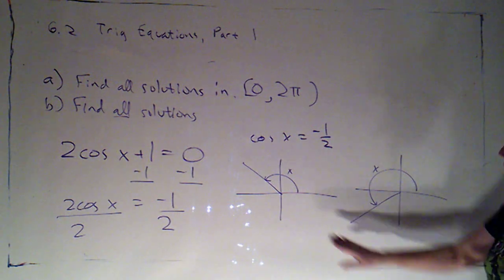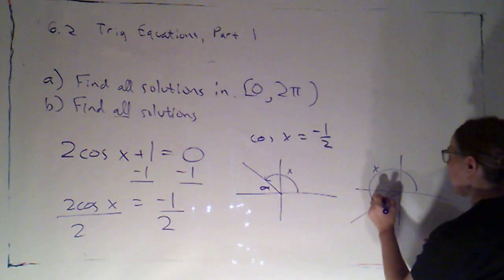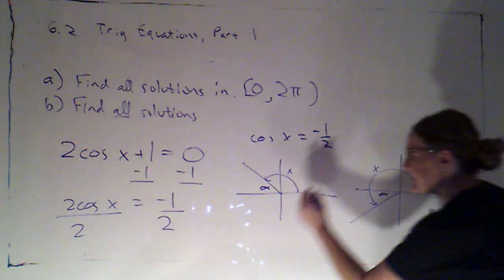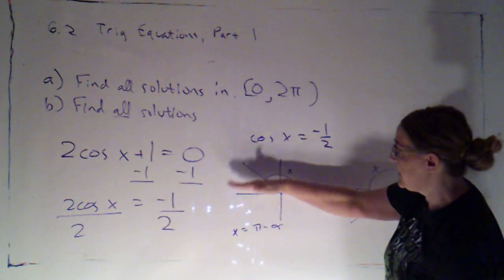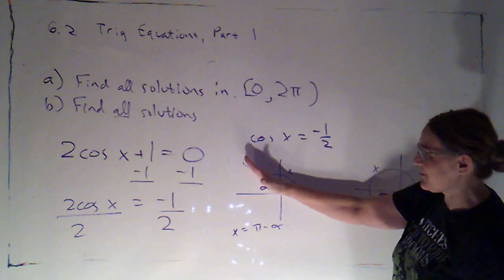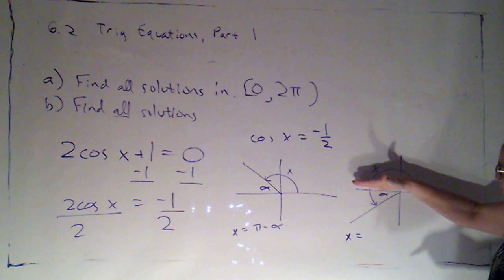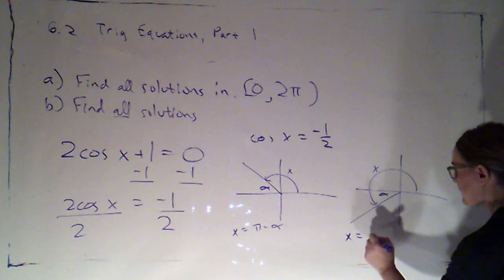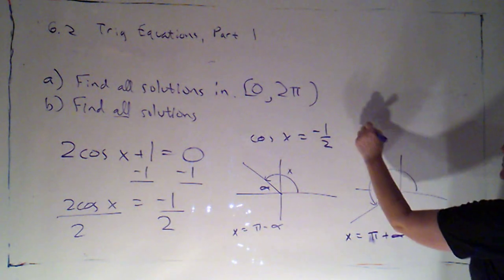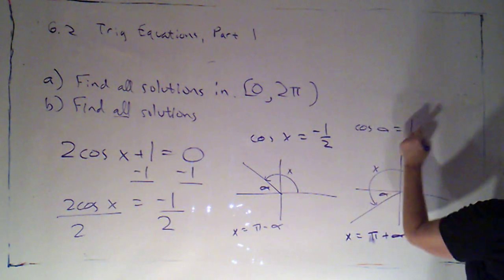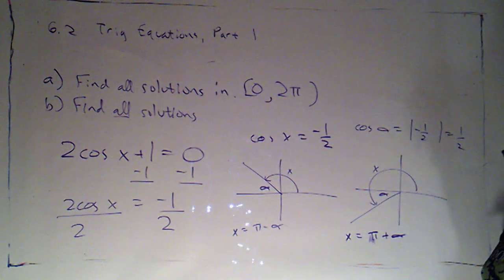Okay, so I've got these 2 things. I figured out the quadrants. Now I just need to figure out the reference angle. Because I can see in this quadrant, x is just going to be pi minus alpha, because pi would be over rotating, so I've got to subtract alpha to get back to x. Here, x would equal pi plus alpha, because I'm rotating past pi. So I just need to figure out what alpha is, but what I know is that cosine of alpha will be the absolute value of -1/2, which is just 1/2.